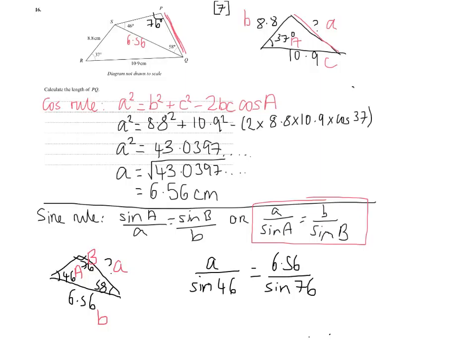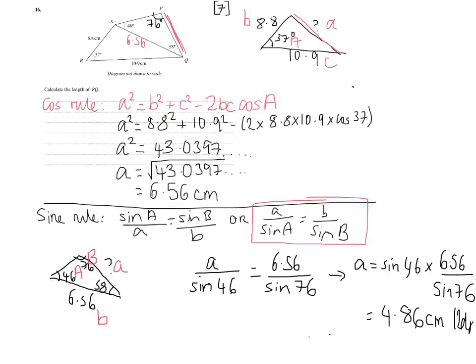Now I want to get a by itself. So we multiply both sides by sine 46, remembering to do the sine 46 first so that you don't make a mistake. Sorry, we multiply 6.56 by sine 46, and divide by sine 76. If you work that out on your calculator, you should get 4.86 centimetres to 2 decimal places.